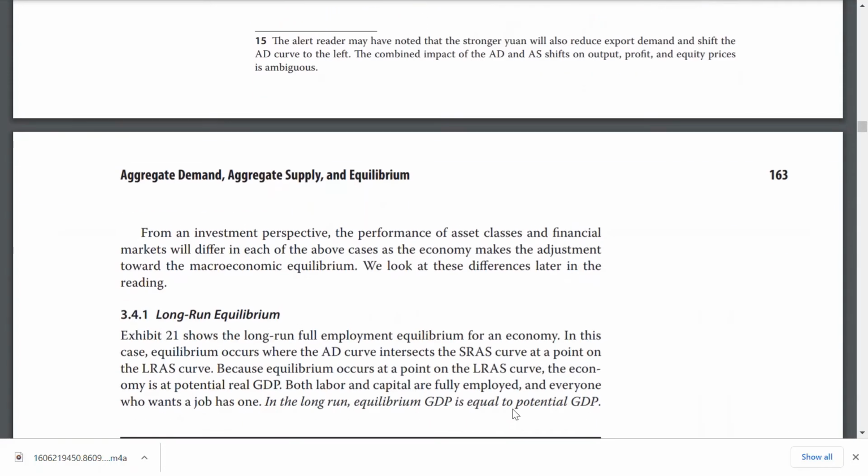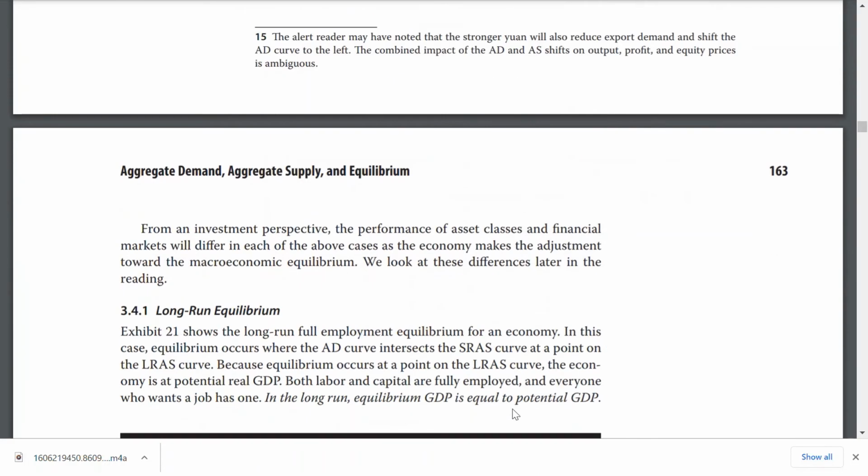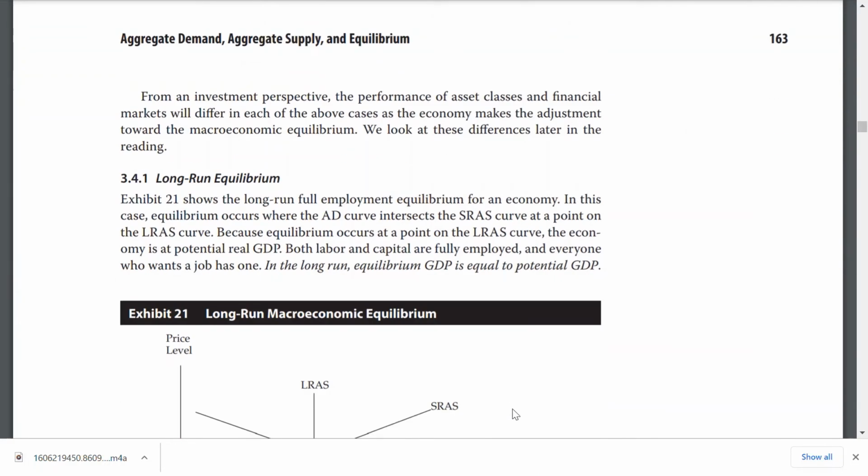Ooh, stagflation. Nobody likes stagflation. Ooh, I hate stagflation. From an investment perspective, the performance of asset classes and the financial markets will differ in each of the above classes as the economy makes adjustments towards the macroeconomic equilibrium. We'll look at these differences later in the reading.